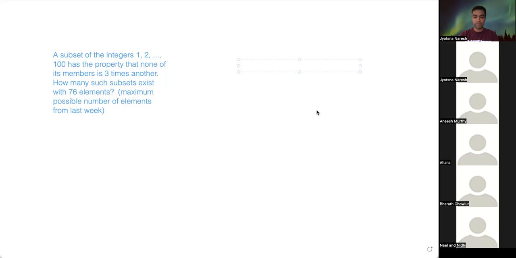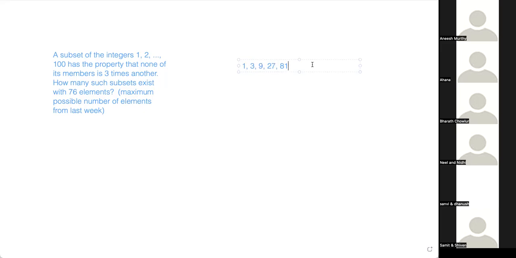Does anyone remember? So how did we find that 76 was the maximum? So we thought about grouping the numbers, right? So we started with 1. The numbers that 1 could interact with would be 3, 9, 27, and 81. So of these 5 numbers, because they're 3 times each other, we can only pick some of these numbers. We can't put all of them because if we put 1 and 3, they would violate the property, or if we put 3 and 9, or 9 and 27, and so on. So this was one group.